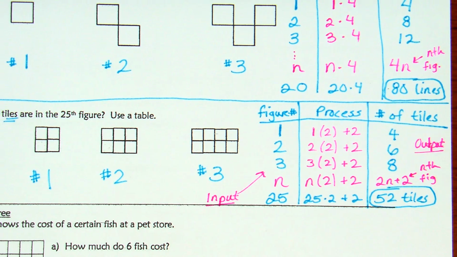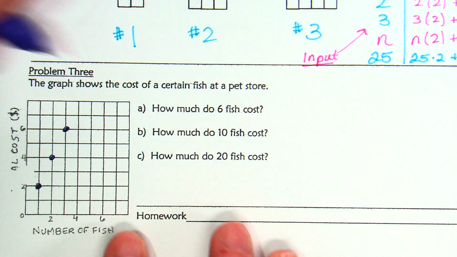One more example set. I'll darken my dots so you can feel confident. Is that where you thought the dots were, maybe? Okay. So, the graph shows the cost of a certain fish at a pet store. And there are 3 questions. How much do 6, 10, and 20 fish cost?